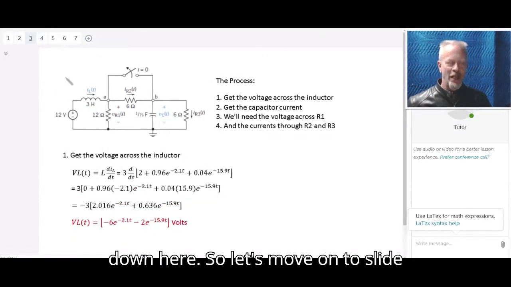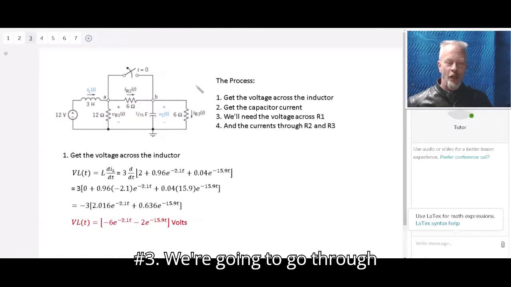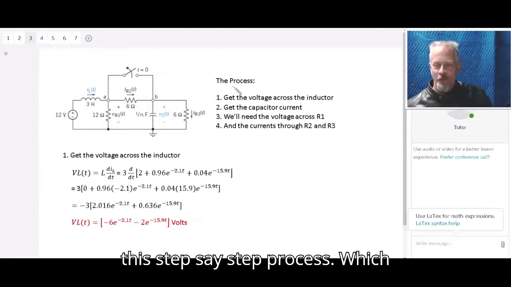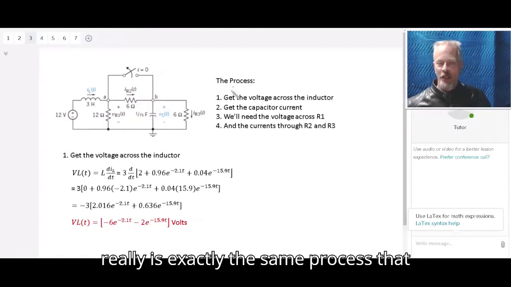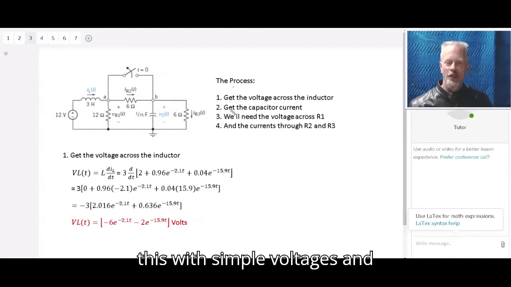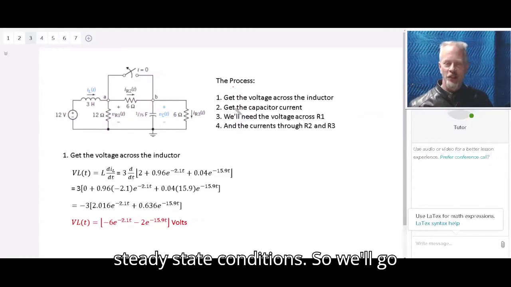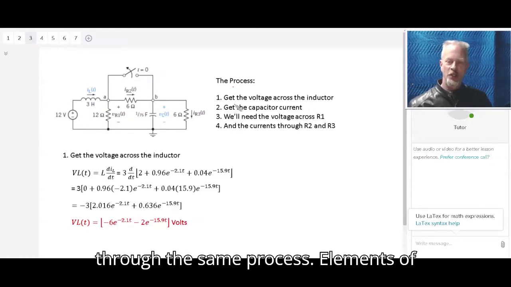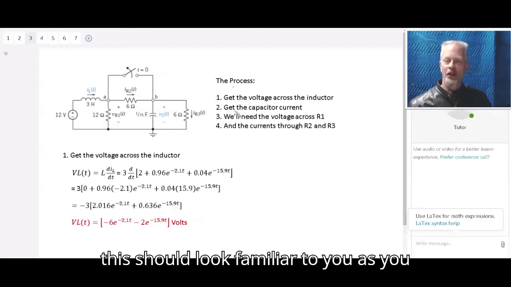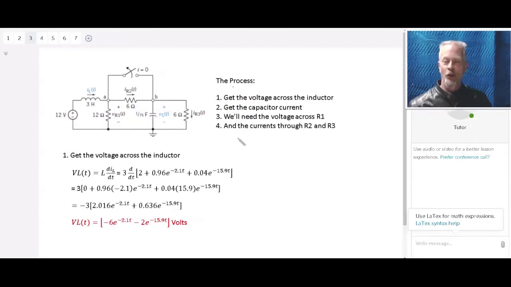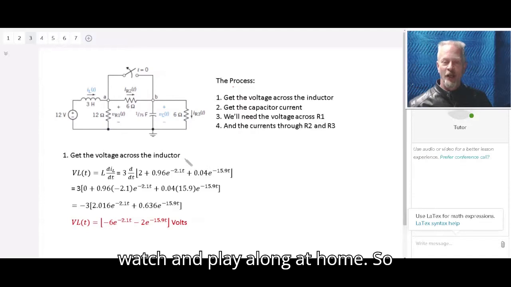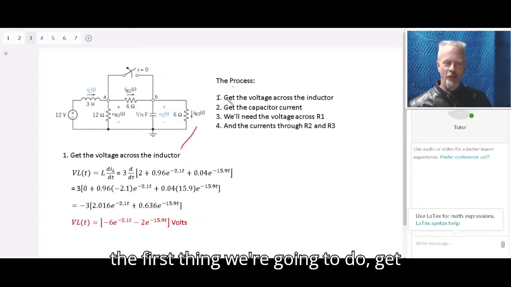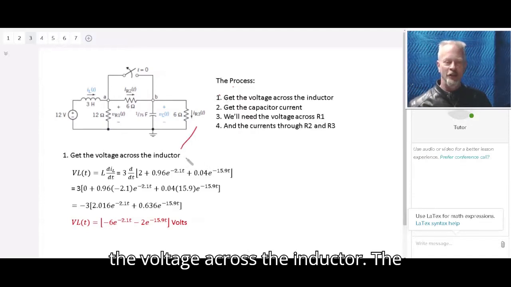So let's move on to slide number 3. We're going to go through this step-by-step process, which really is exactly the same process that we would go through if we were solving this with simple voltages and steady state conditions. So we'll go through the same process. Elements of this should look familiar to you as you watch and play along at home. So the first thing we're going to do is get the voltage across the inductor.